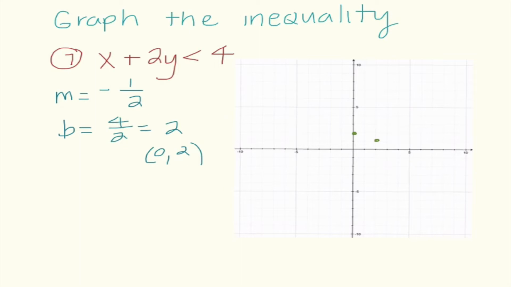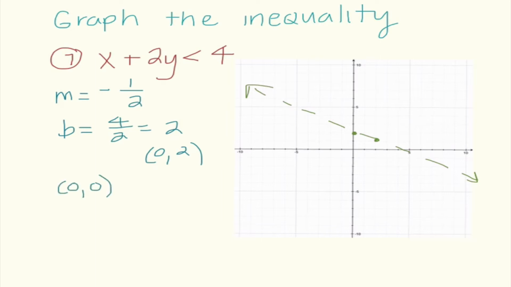And when I draw my line, I need to decide, should my line be solid or dashed? And that is all dependent on this inequality symbol. This inequality symbol is telling me just less than, so that means that the values on this line are not solutions. So it is important that I draw a dashed line to represent that these are not solutions. It's like it is a boundary.